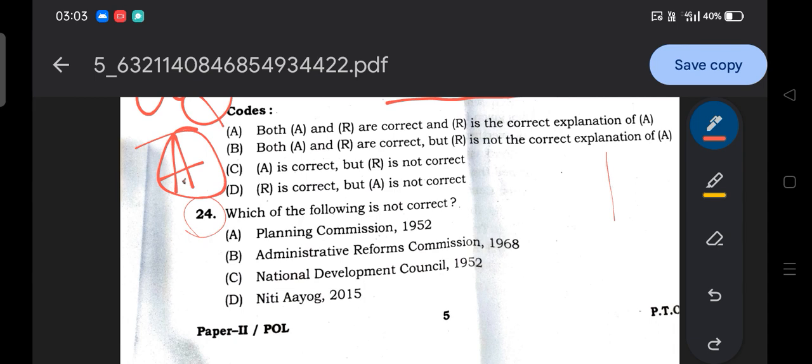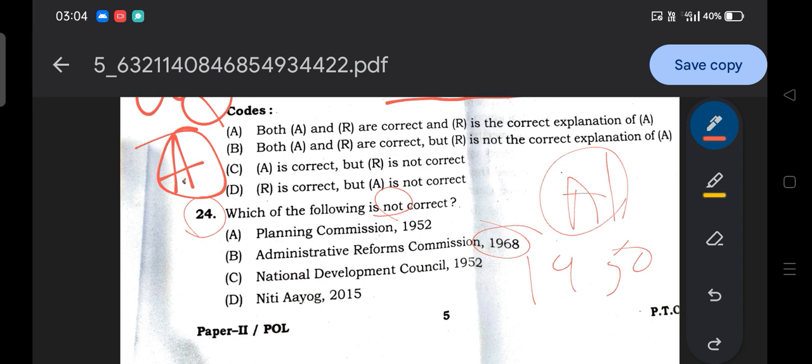Question number 24. Which of the following is not correct? Planning Commission 1952. It's incorrect. Option A, not correct. This was asked in SSB 2023. So you will agree with me how this paper helps all of us, because this type of question is asked in our examination. So, Planning Commission in which year? Can anyone say? Planning Commission was in 1950. I know you all know. You are smart. ARC 68.